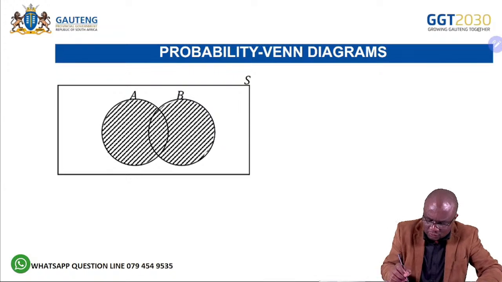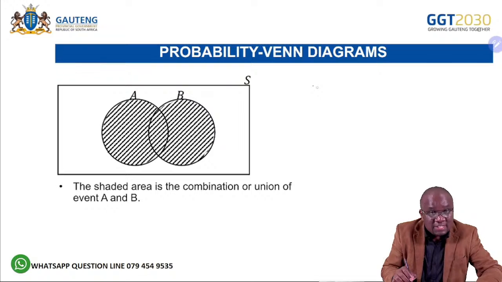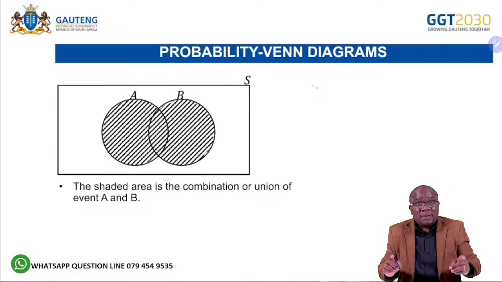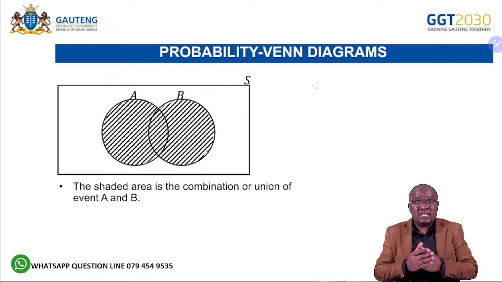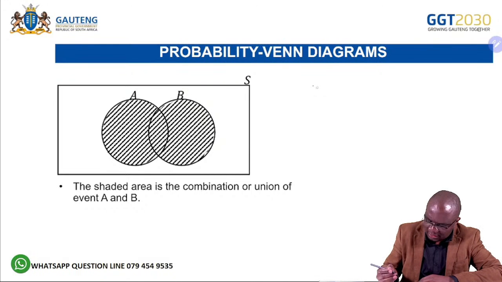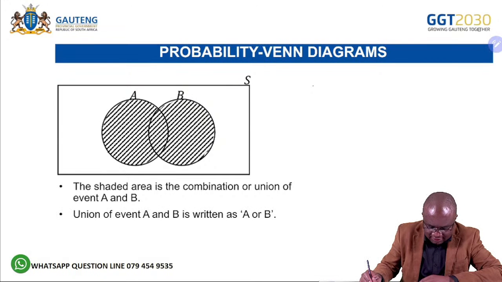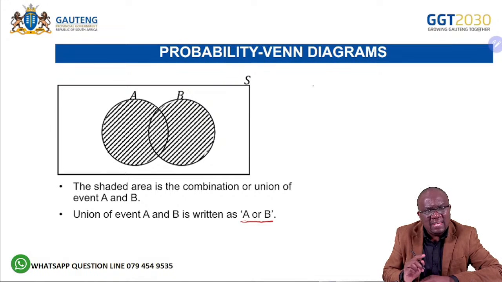This one, what do you think about this one? What is the meaning of this? The shaded area is the combination or union of events A and B. Remember, I said that if I say those who are doing maths and maths lit, stand up, everyone is going to stand. It's maths lit or maths. That's the union there. The union of events A and B is written as A or B. You see the use of and, or.